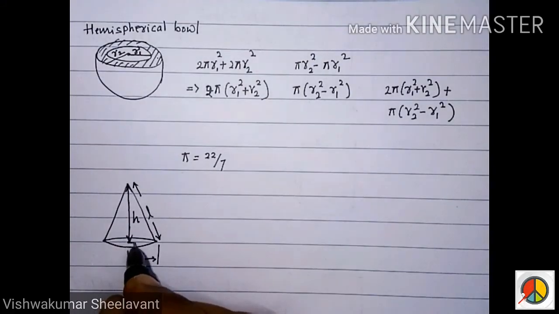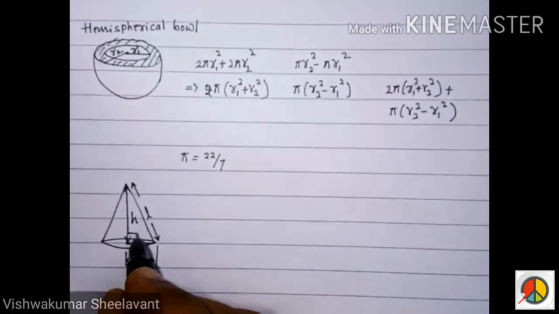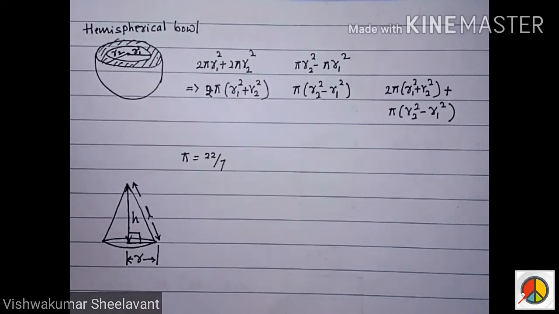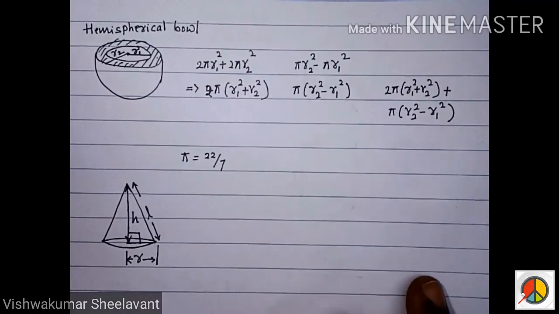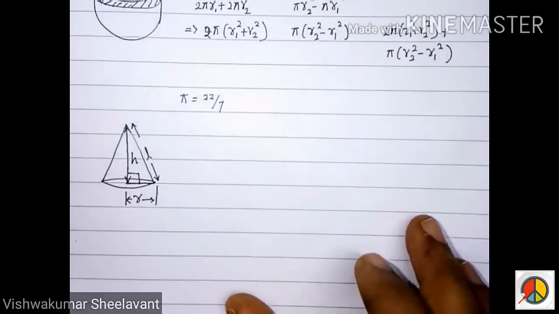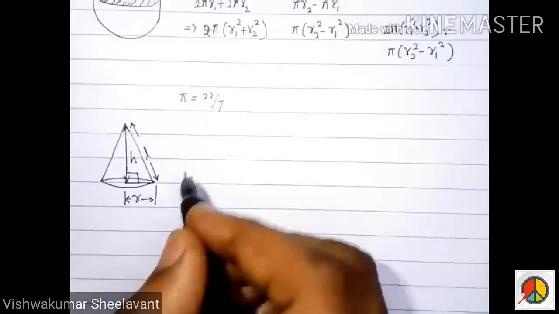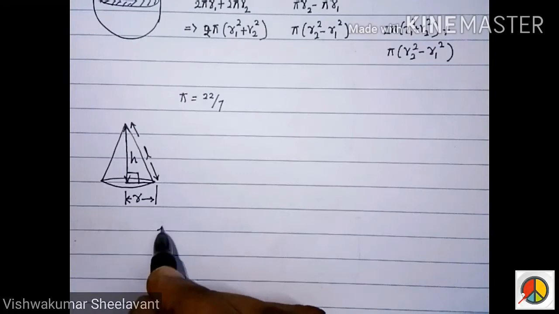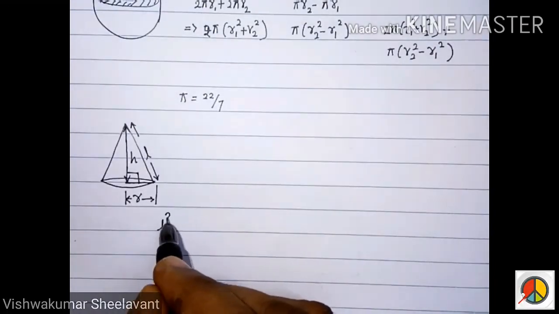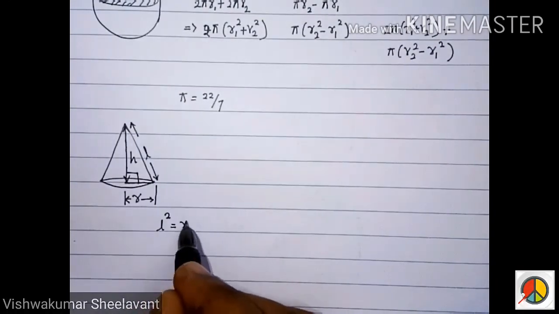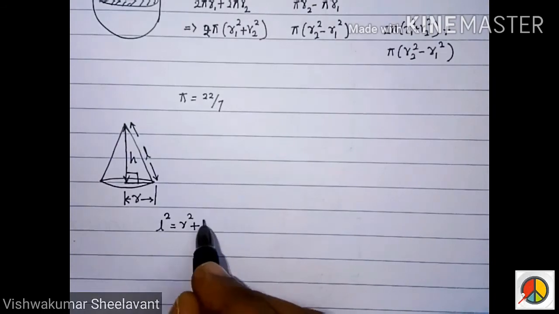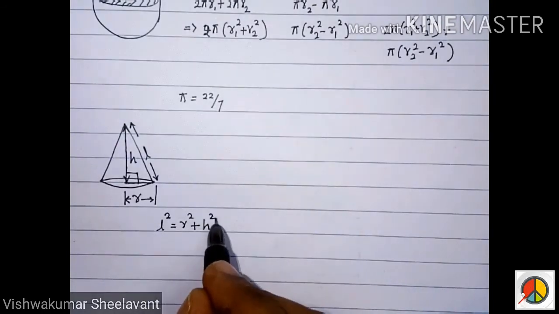Since height or altitude of the cone is at 90 degrees to the base, here Pythagoras theorem is applicable. That means L square is equal to R square plus H square.